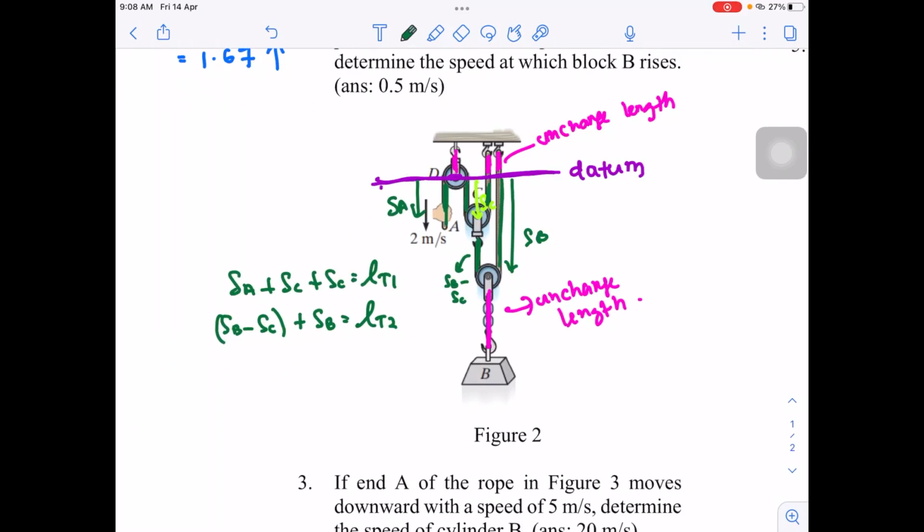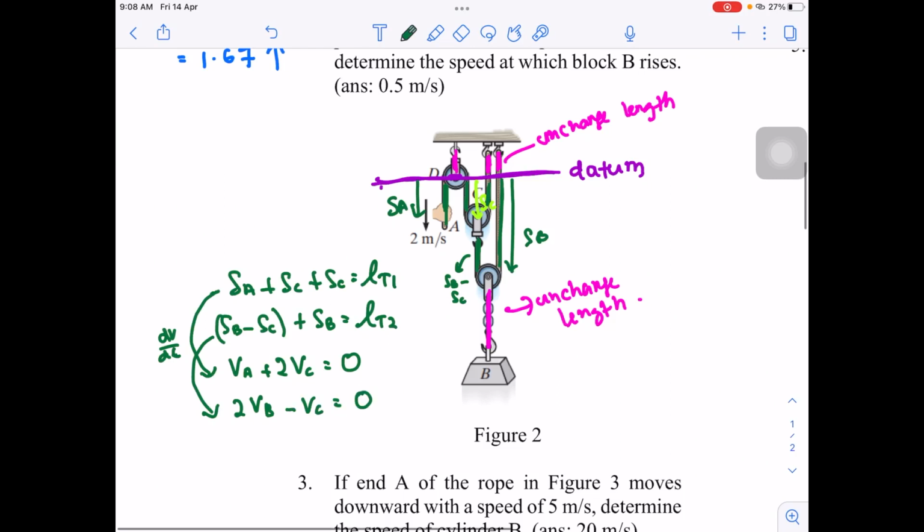So we differentiate over time, kita dapatkan V. So from here you dv dt kan dia. dv over dt, kita akan dapat VA plus 2VC is equals to 0. Alright. And then yang ni pun sama, kita differentiate, you akan dapat 2VB minus VC is equals to 0. So this is equation 1 and then this is equation 2.